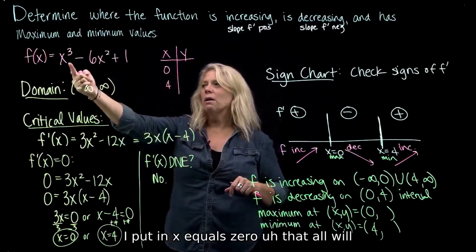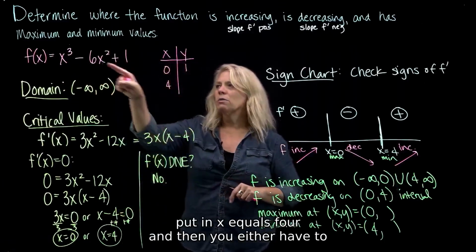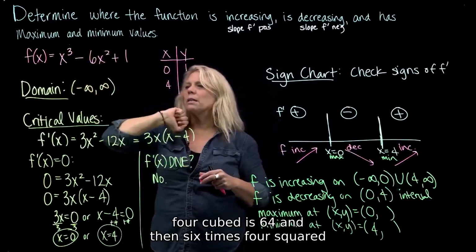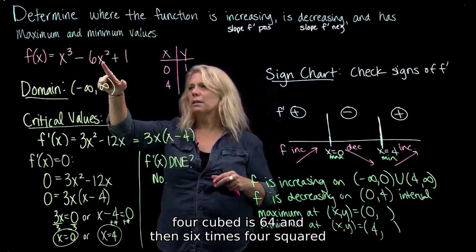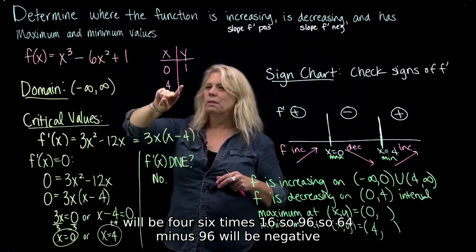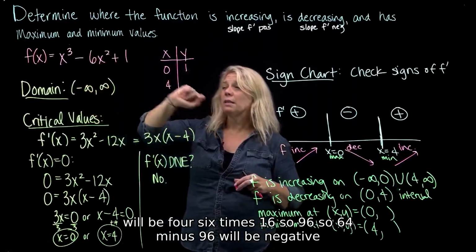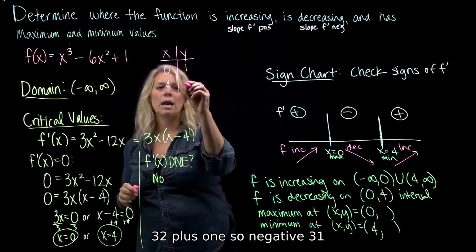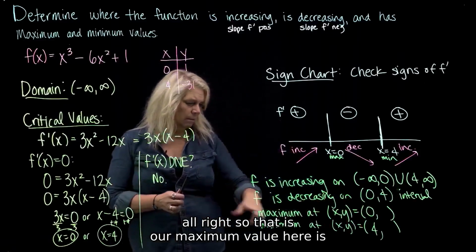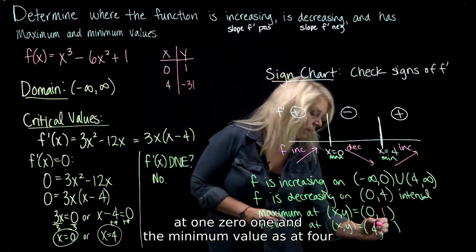So when I put in x equals 0, all that will be 0, and I'll get y equals 1. And then I'll put in x equals 4, and then you either have to work this out or think it through, right? So 4 cubed is 64, and then 6 times 4 squared will be 6 times 16, so 96. So 64 minus 96 will be negative 32, plus 1, so negative 31. All right, so our maximum value here is at (0, 1), and the minimum value is at (4, negative 31).